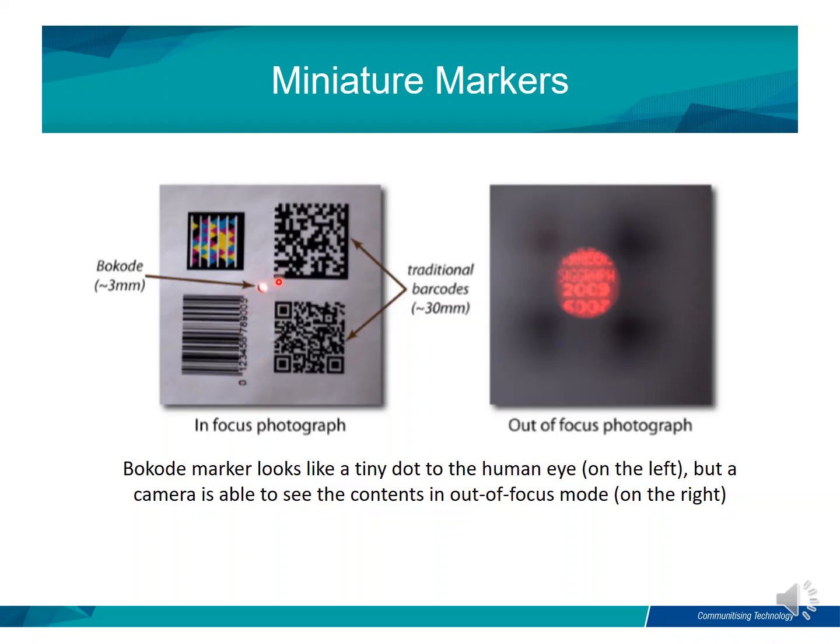On the left hand side, it is a very tiny dot, but the camera is able to see the content in this out of focus mode on the right hand side. We cannot see it, but the camera can still read the content inside this tiny dot, or this barcode.